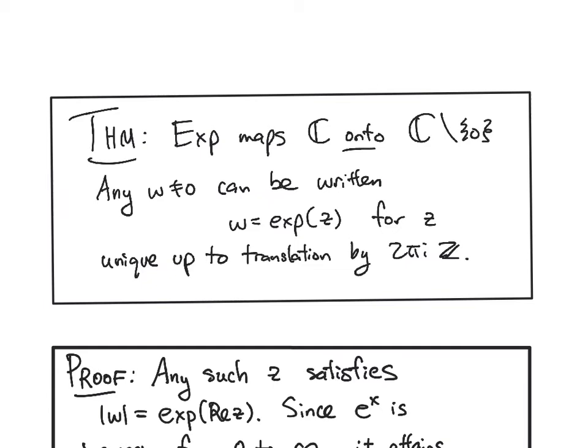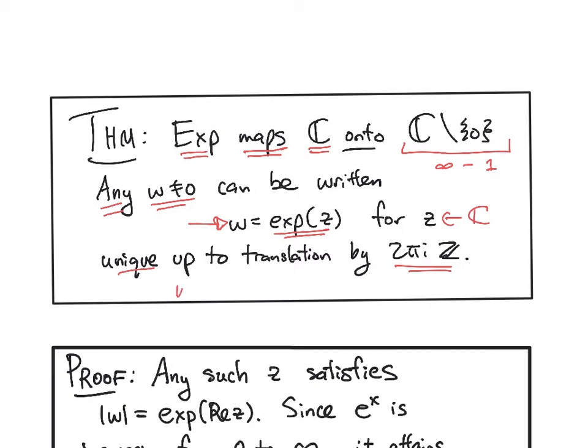The next result we want to discuss about the exponential map is the following theorem, which says that the exponential function maps the complex plane onto the plane minus 0, and it does this in kind of an infinity to 1 manner. More specifically, any non-zero complex number can be written as exp of z for z in the complex plane, and this is unique up to translation by 2 pi i times the integers.